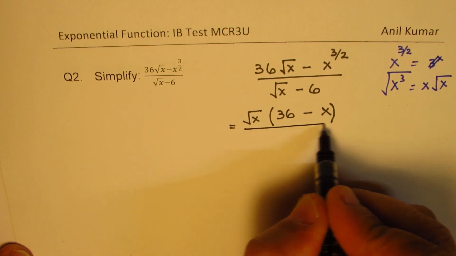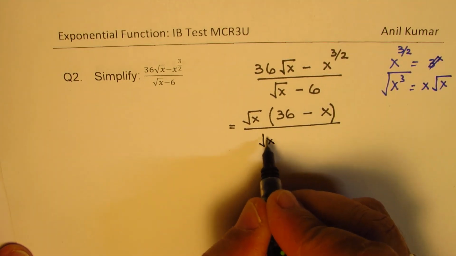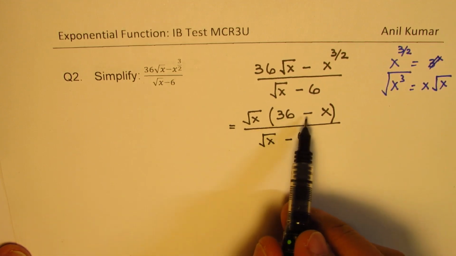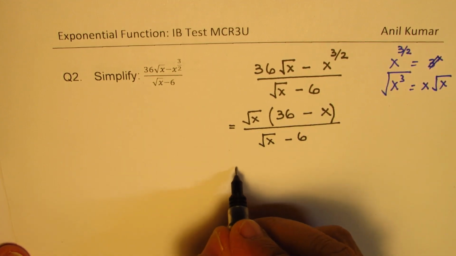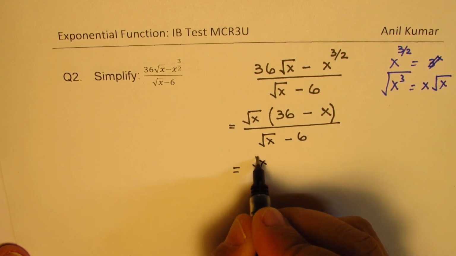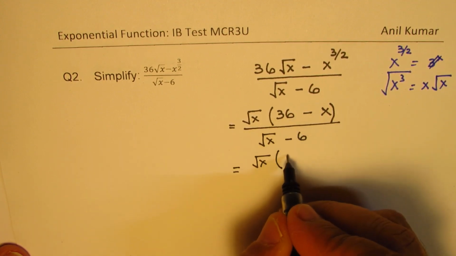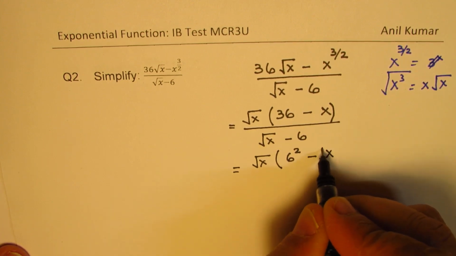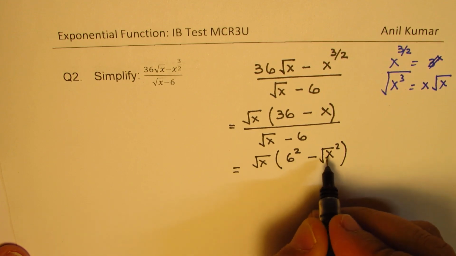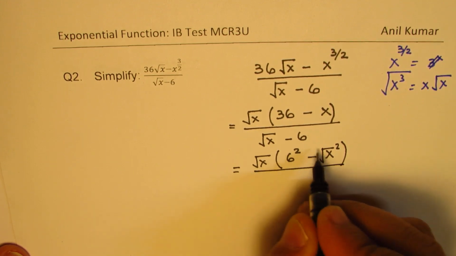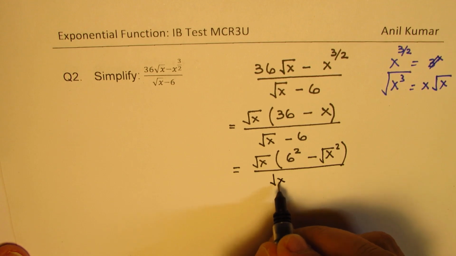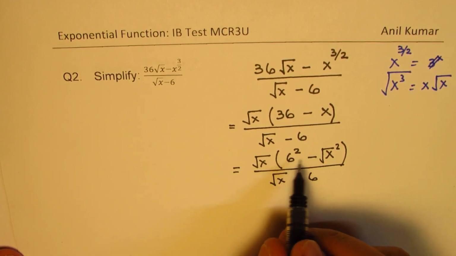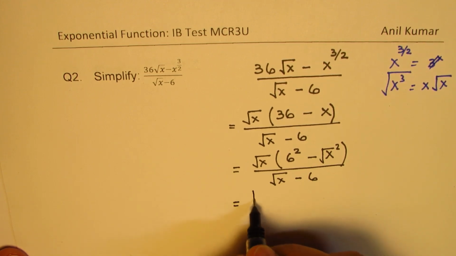The denominator is square root of x minus 6. Now, 36 minus x can be written as what? Look here. We could think like this. 36 is 6 square, right? And x is square root of x squared. So we have a difference of squares in the numerator, right? This step has been included only for your understanding, right? It's not very important to write here. Anyway, this can be factored. So the idea here is to factor it.